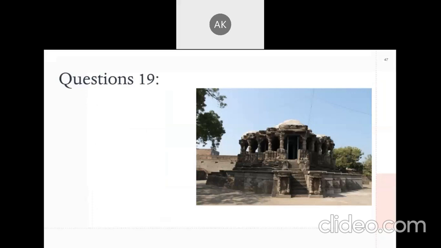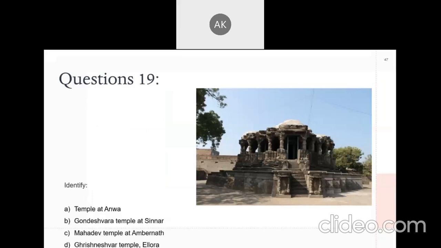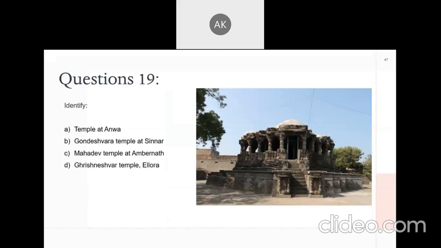So again, this was the very first question we discussed about the type of domes. The options are the temple at Anwa, or the Gundeshwara temple at Sinnar, or Mahadev temple at Ambarnath, or Grineshwar temple at Ellora. What is the correct answer? Is it the temple at Anwa, or Gundeshwar temple at Sinnar, or Mahadev temple at Ambarnath, or Grineshwar temple at Ellora?